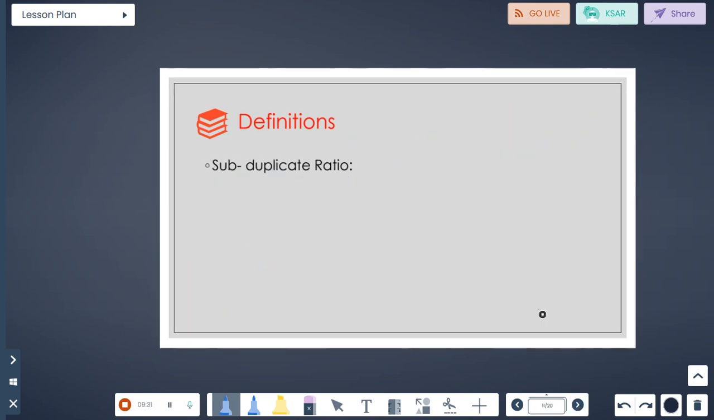Next definition, subduplicate ratio. The subduplicate ratio of any ratio means we have to find the square root of that ratio. For example, if any ratio is A is to B, and we have to find the subduplicate ratio of A is to B, we simply find the square root of that ratio. So the square root of A is to B is the square root of A is to the square root of B.